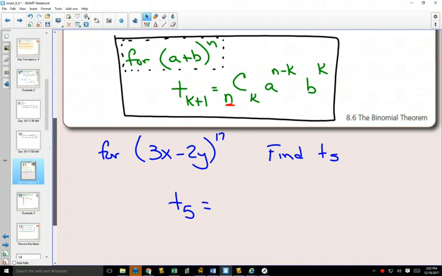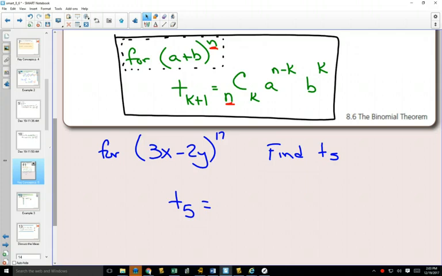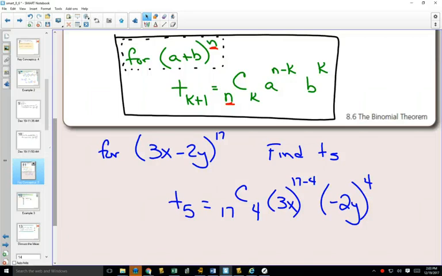Your n always comes from your exponents. So in our case, it would be 17 choose, whoops, k would be 1 less, 4. Our first term, a, is 3x to the power of 17 minus 4. And our second term, which is negative 2y, to the power of 4. Then when you go to simplify this expression, it's sort of broken up into 3 parts. There's your combination, which I've underlined in green, your first term in red, and this one in black. You're going to simplify each of those separately.